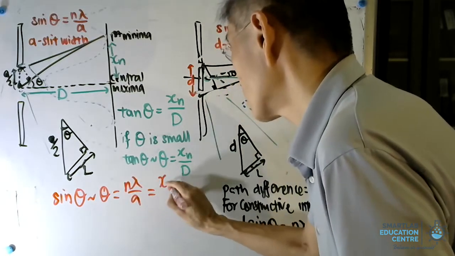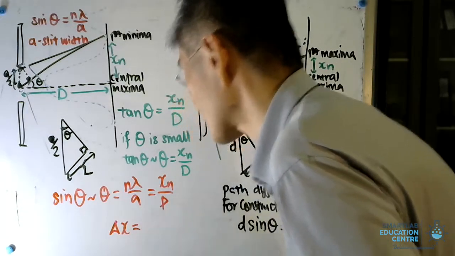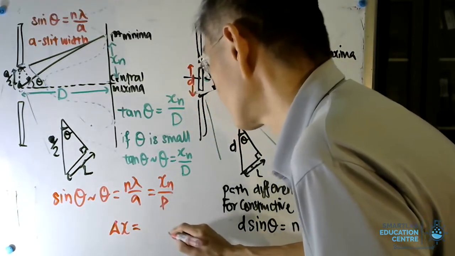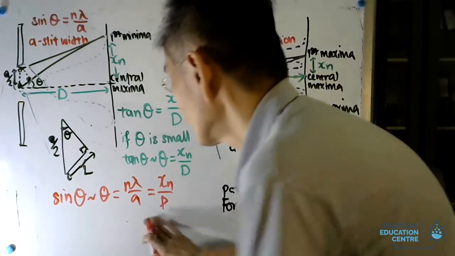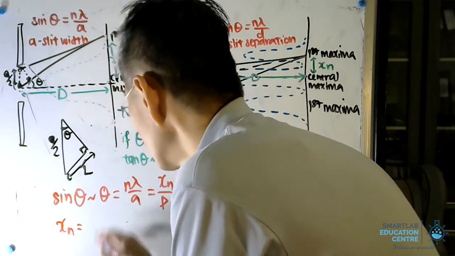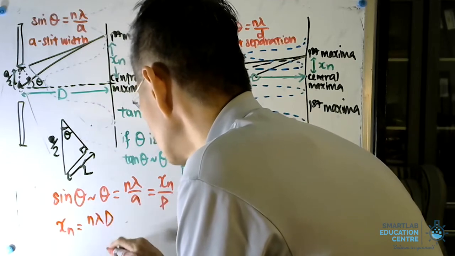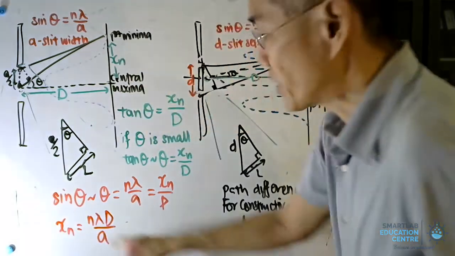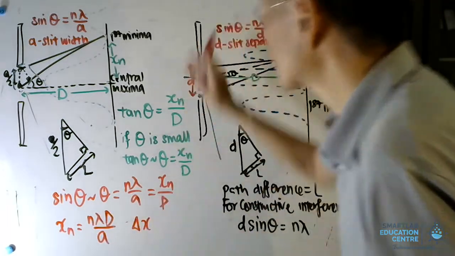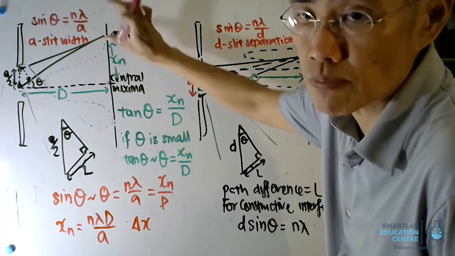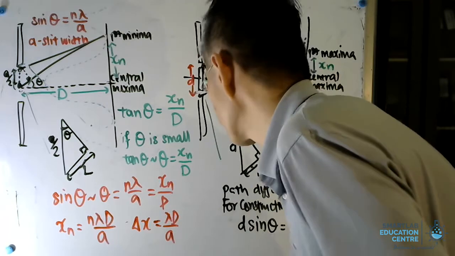So in this case, we will have this as the formula. So that's the reason why we can say that the fringe separation is actually, from here, we know that xn is equal to n lambda d over A, which means it's 1 lambda d over A, 2, and so on and so forth. So it means the fringe separation between the minima is actually lambda d over A.